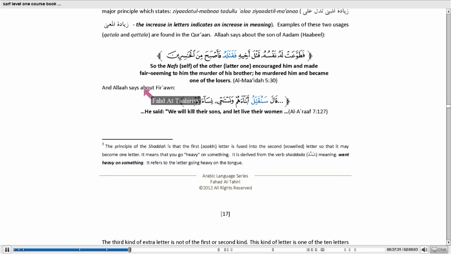Here he says in the other verse, which is Surah Al-A'raf, Surah number 7, verse number 127, about Fir'aun, سَنُقَتِّلُ أَبْنَاءَهُمْ وَنَسْتَحْيِي نِسَاءَهُمْ. Did you not understand something here, Sister Muhammad? Or is it good? Understood?